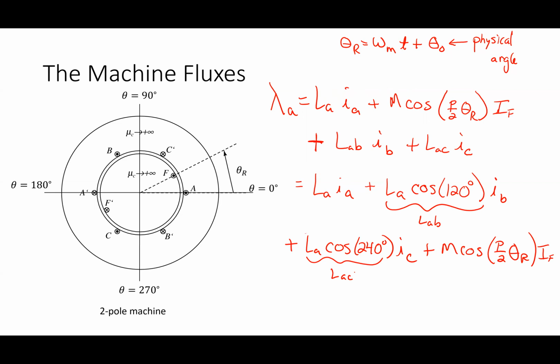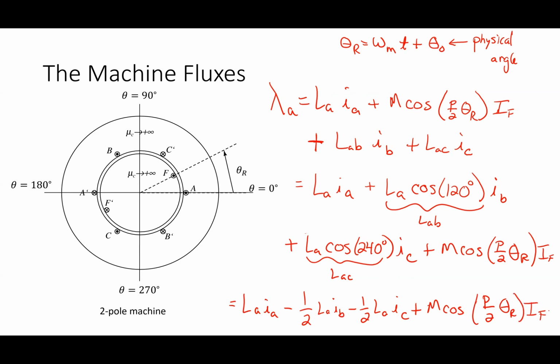What's the cosine of 120? Negative 1/2, and it's also negative 1/2 for the other one. So basically this guy works out to be LAIA minus 1/2 LAIB minus 1/2 LAIC plus M cosine P over 2 theta R IF.